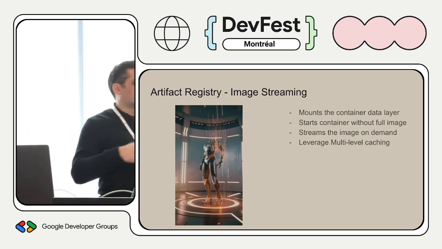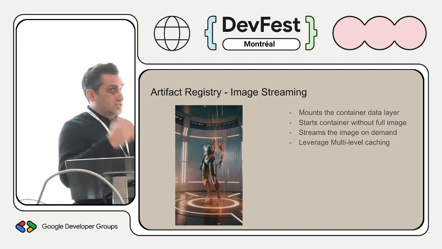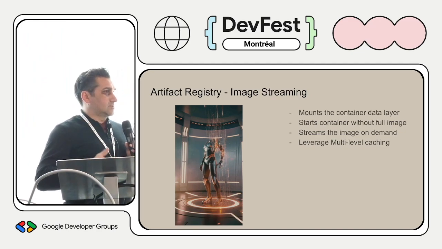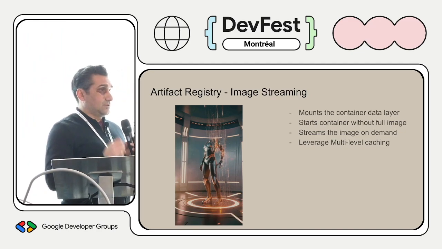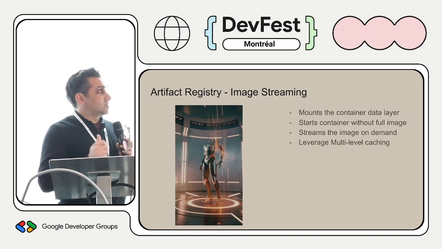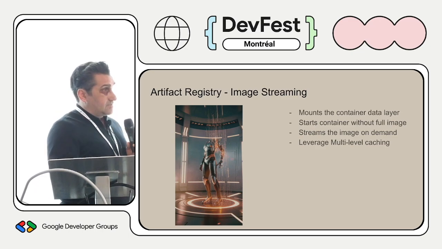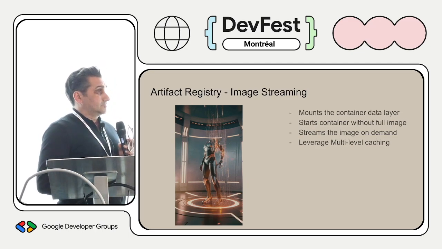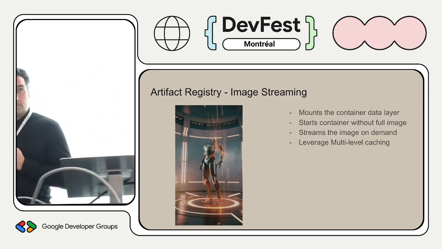And so it's kind of doing an optimistic start. What it's trying to do is, in parallel, pull the rest of the image down. So it allows you to start your image a lot faster. With container registry, you would have to wait for the image to be there. With image streaming on artifact registry, you can just start right out of the gate.